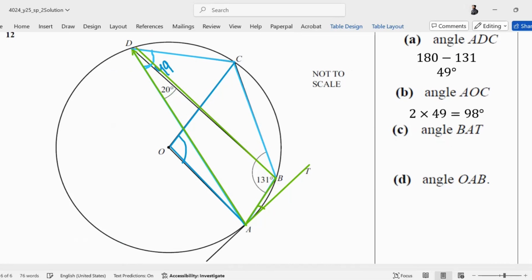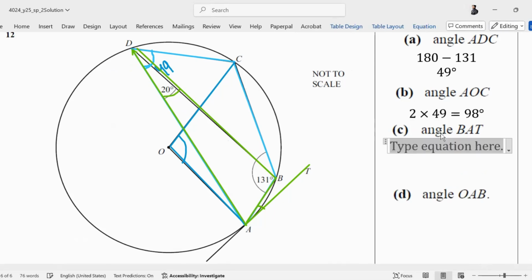So at the circumference, this angle is 20. This will also be 20. This is called the angles in alternate segment. So this will also be 20 degrees, simply.